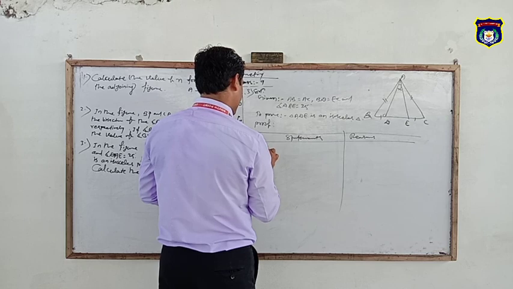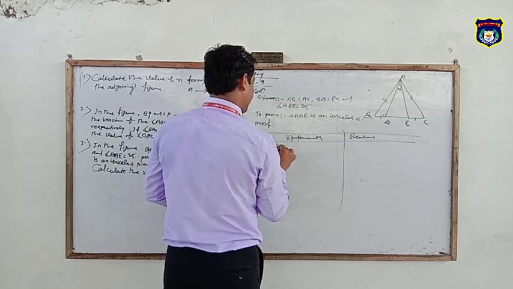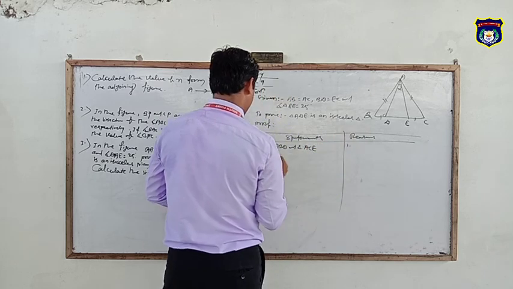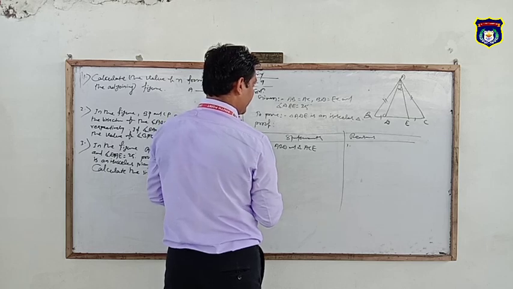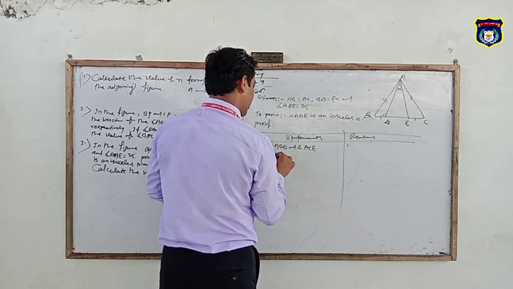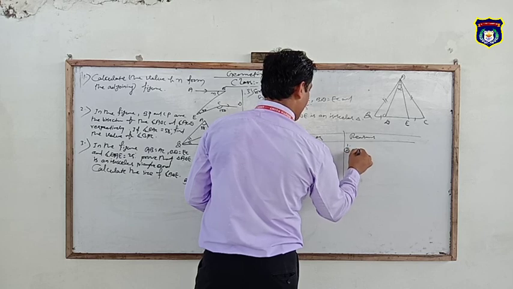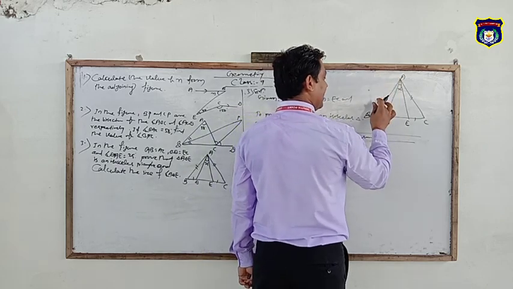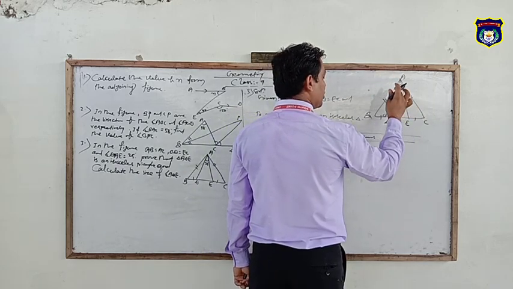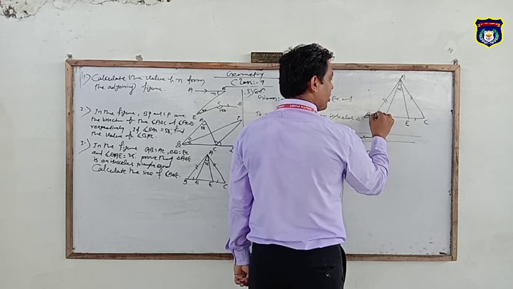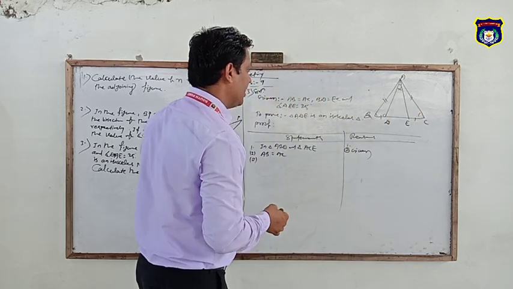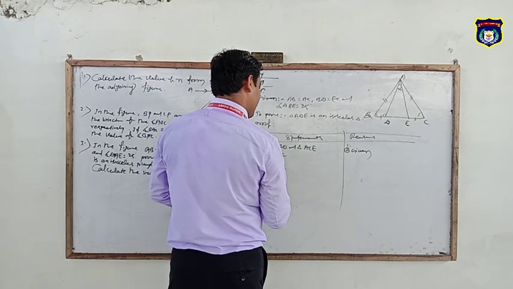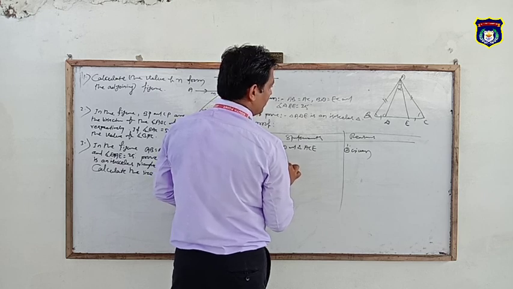In triangle ABD and triangle ACE, AB equal to AC, reason: in the given figure, AB equals AC. So triangle ABC is an isosceles triangle, and opposite angles of equal sides are equal. That means base angles of an isosceles triangle are equal. So angle B equal to angle C.